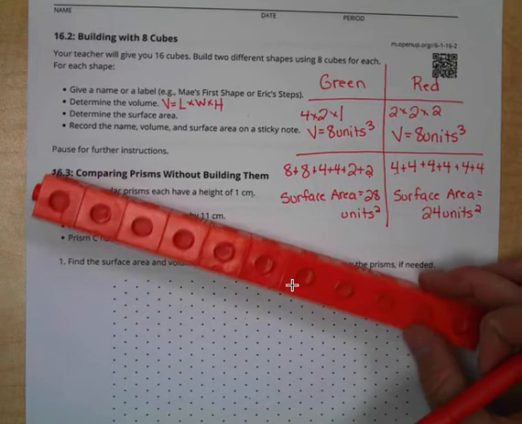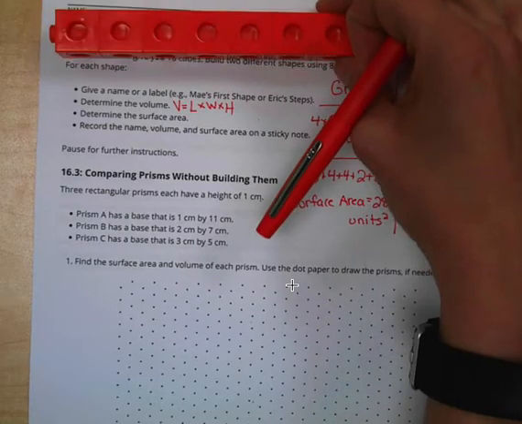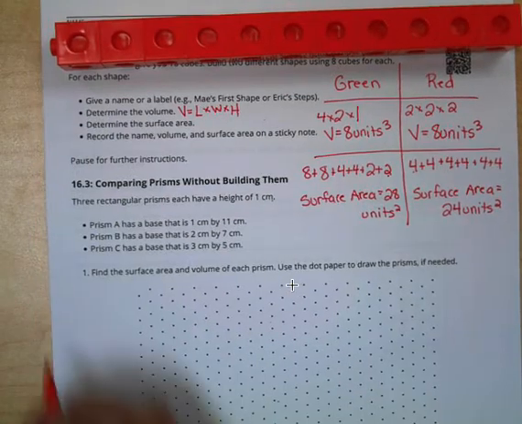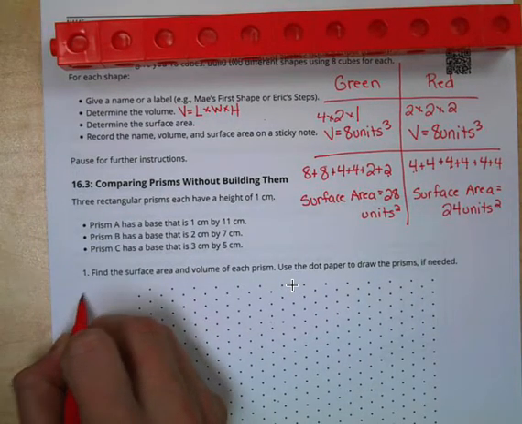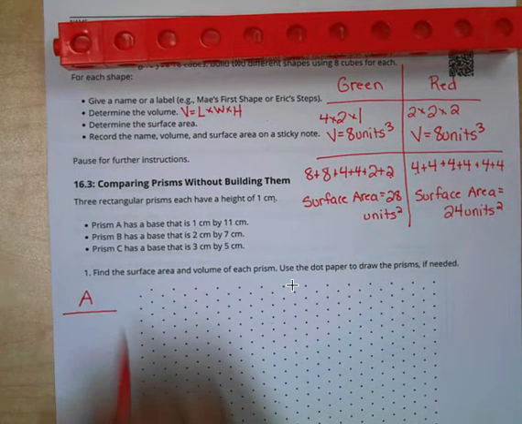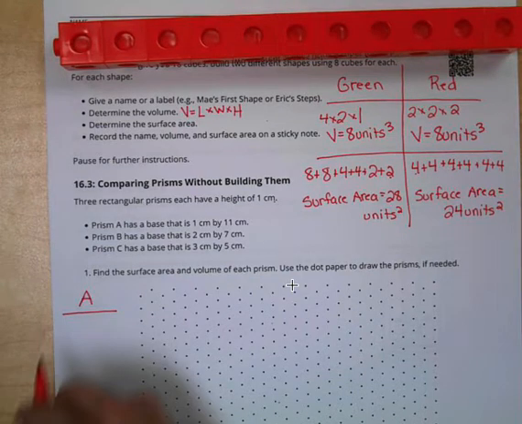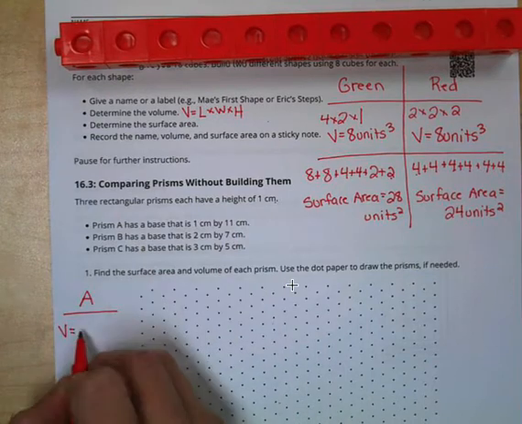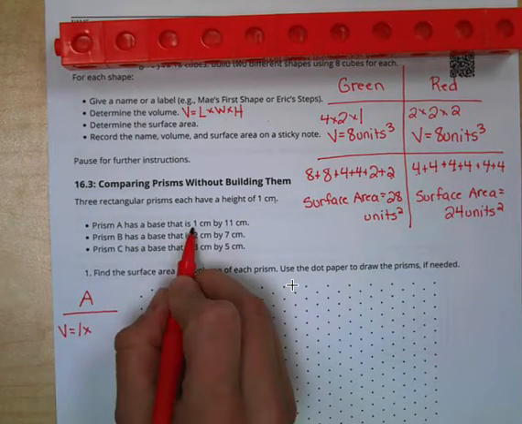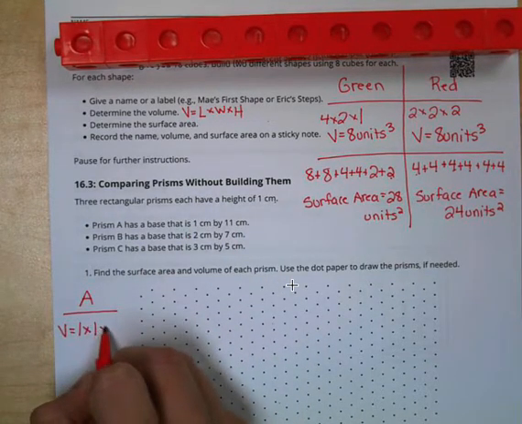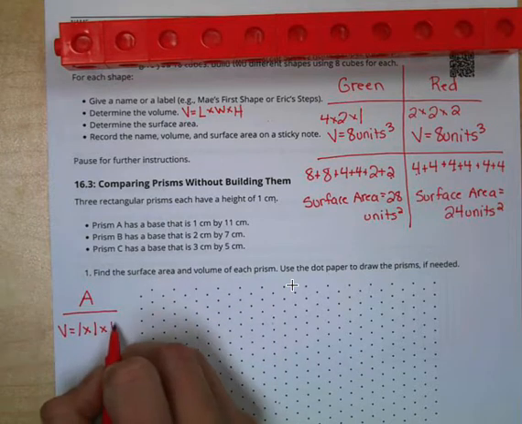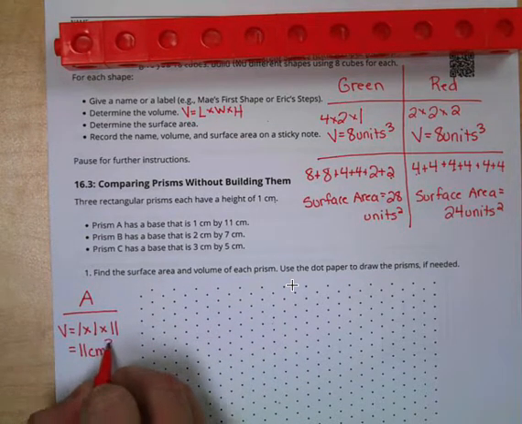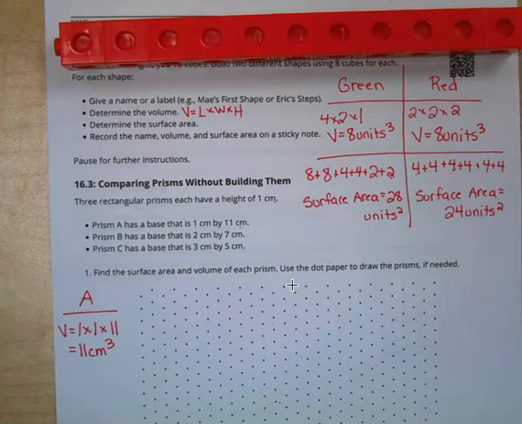They want us to compare surface area and volume. So let's find for prism A. Volume is found by multiplying. So we know that our height is 1 times length of 1 times width of 11. So our volume is equal to 11 centimeters cubed. You can see they give us the label here.